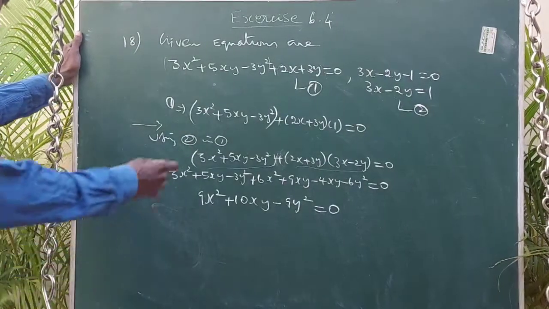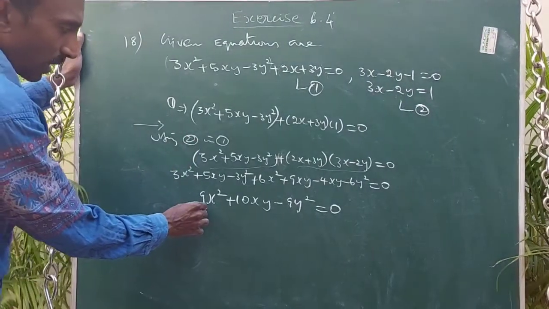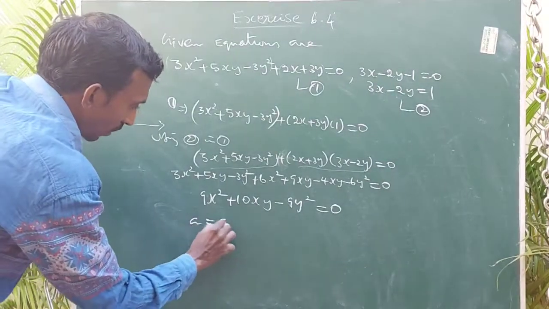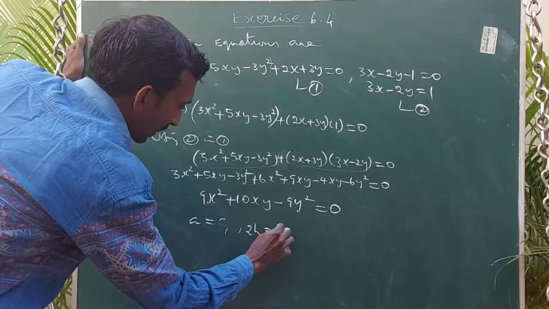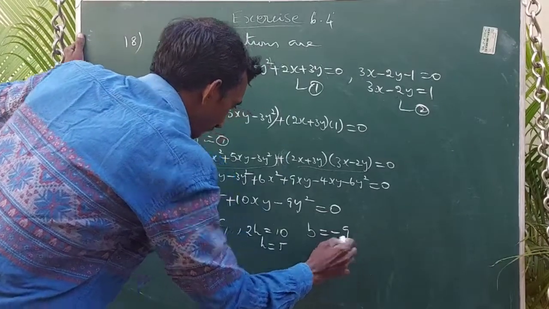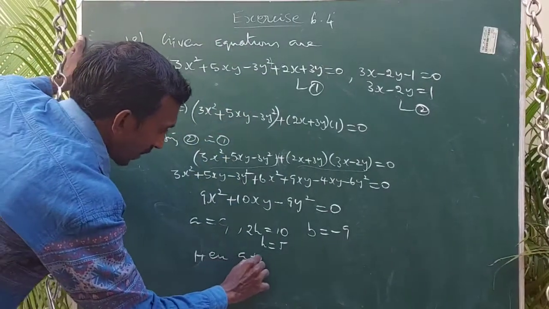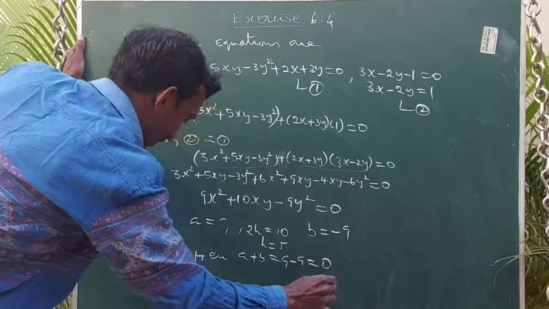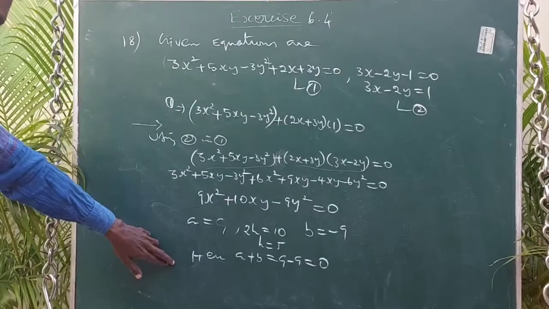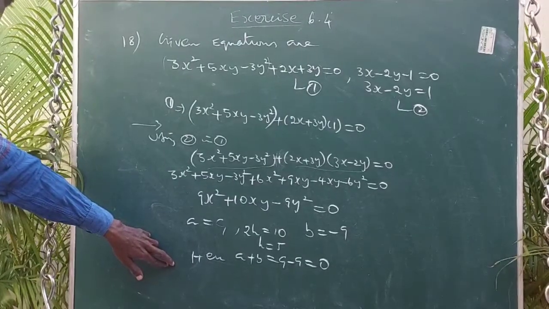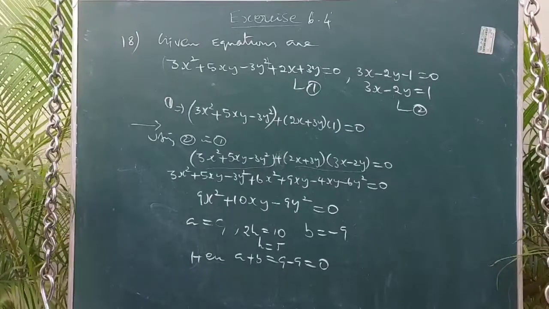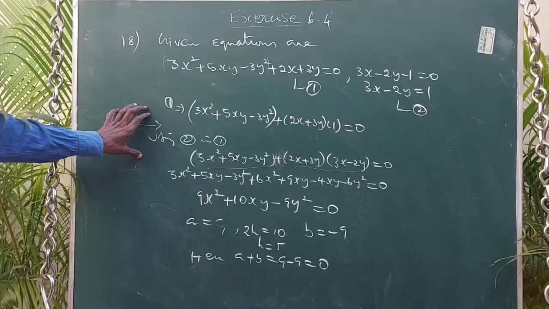Now look here, what is the condition for perpendicular? a + b = 0. Here a = 9, 2h = 10, h = 5, b = −9. Here a + b = 9 − 9, which is equal to 0. Therefore, finally conclude the answer: the lines are at right angles and pass through the origin. This method is called the method of homogenization.